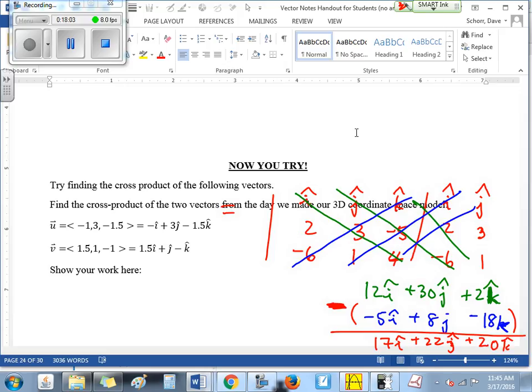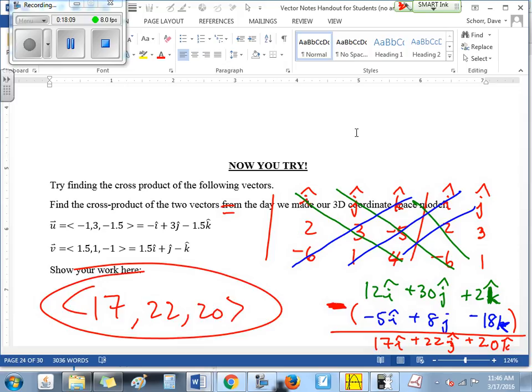20, right. So you can write that back into this form if you like. After all, the question was written like this, so you might as well answer like this: 17, 22, 20 in brackets. If they give you the problem in brackets, then answer the question in brackets. That's the courtesy. If they give you the question with i's, j's, and k's, then write your answer with i's, j's, and k's.